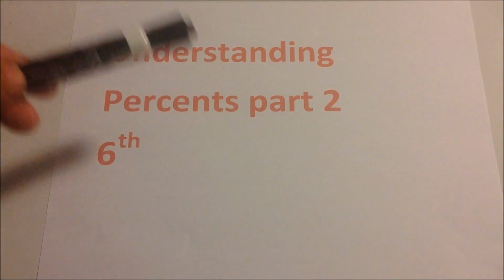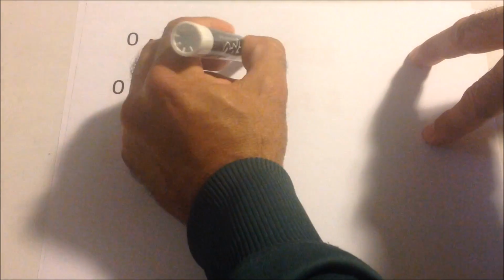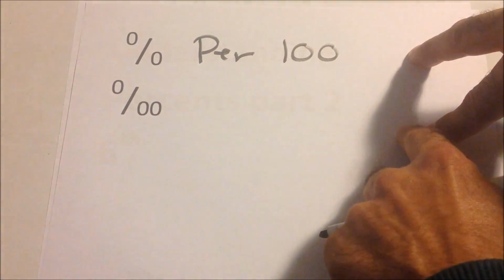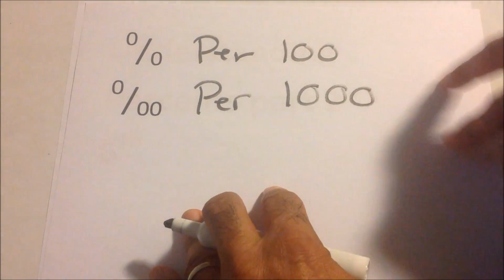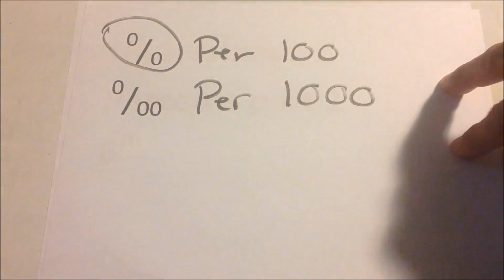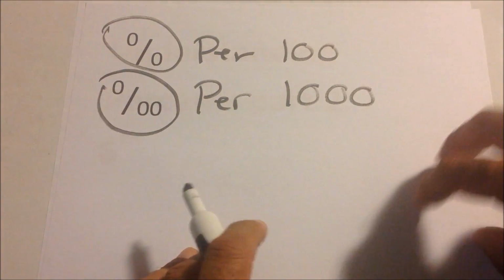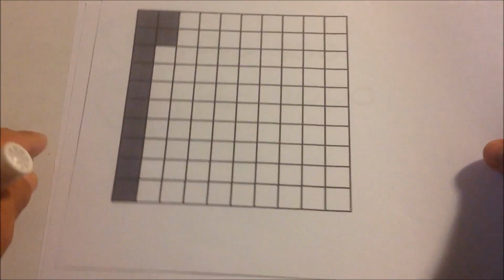Understanding Percents, Part 2. So just to review, we have these symbols, which we know, right? We have the first one on top, per cento, which is percent, per hundred, percent, that's what it means. And this one is per mille, or per thousand. And most of the time we'll just use this one. But if I give you a quiz and I say, what is this? You'll say per thousand.